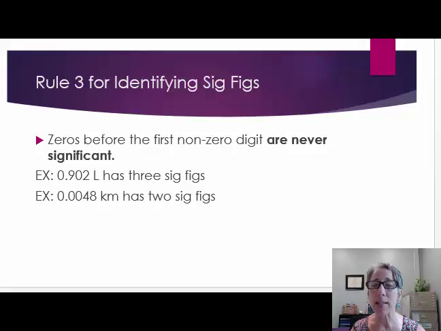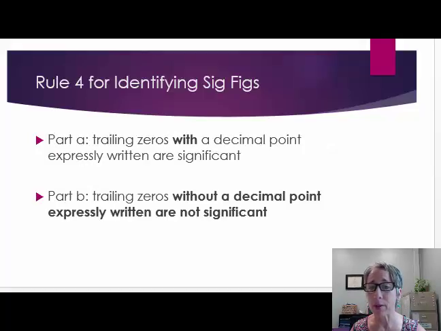Rule 3 states that zeros before the first non-zero digit are never significant. For example, 0.902 liters has 3 significant figures. 0.0048 kilometers has 2 significant figures. None of the leading zeros count.